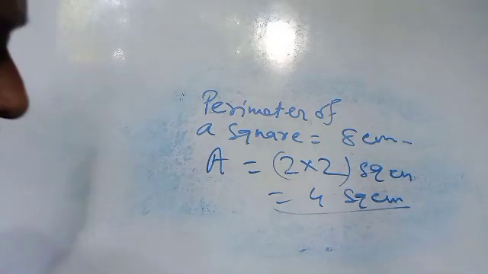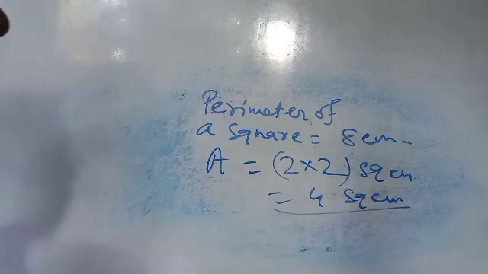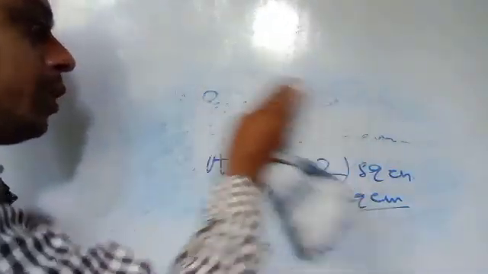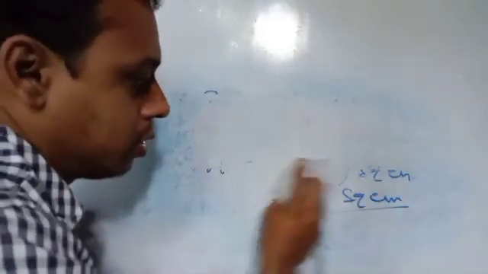So if the perimeter of a square is given, first of all you divide the perimeter by 4. If you divide by 4, then you will get the side of the square. After getting the side of the square, if you multiply side and side, then you will get the area of the square. So this type of sum you have to revise thoroughly.